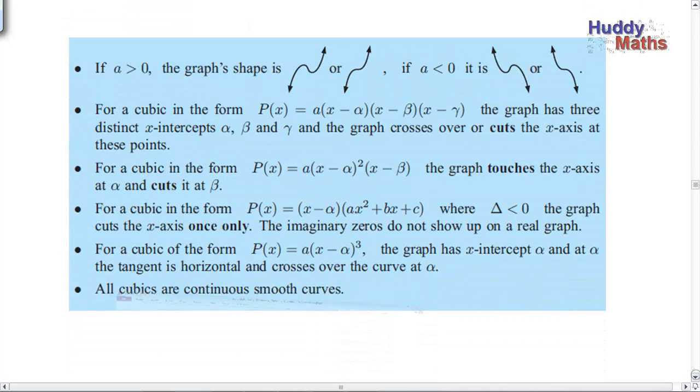And I think it's probably worthwhile writing this down as a set of notes. So if a is greater than 0, so that means the leading term, the x cubed term, will be positive. So what's that going to do? For large x, out here, it'll be x cubed. And if this is positive, and you go for large positive x, then x cubed is going to be positive, a is going to be positive, it's going to go up. The two ends are going to be opposite. For large x, it's going to be up.